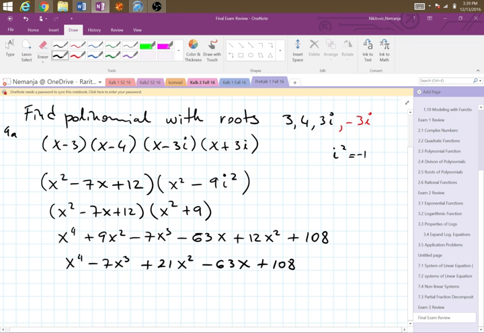So you have the roots, you create factors, and then you multiply them out. If you have that additional point, then you will multiply this whole polynomial by a, plug in the x value, you have the y, and you will calculate a. Yep.